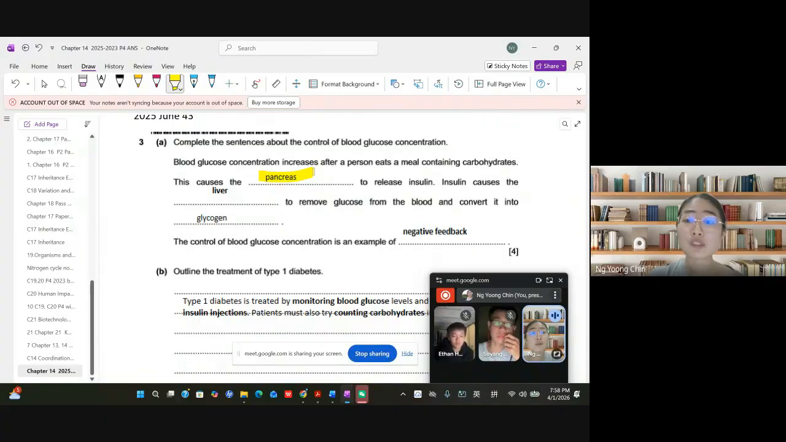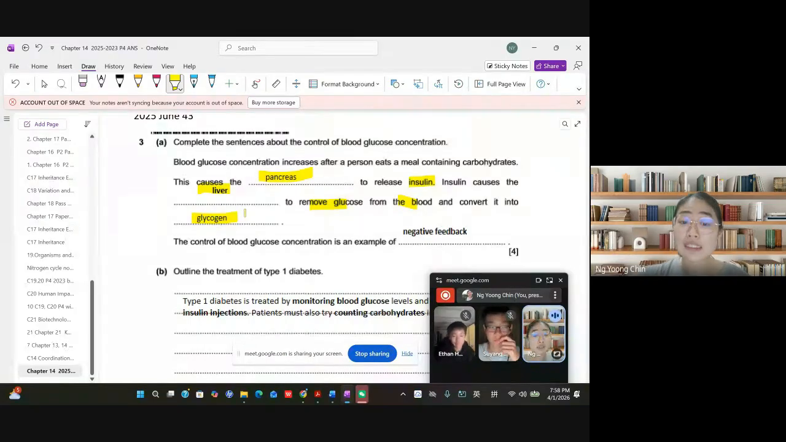So what happens if the blood glucose level increases? The pancreas will respond by producing insulin. Insulin will cause the liver to convert the glucose into glycogen. So this is what insulin does: insulin converts glucose into glycogen. How they do this is they cause the liver to remove the glucose from the blood and convert it into glycogen. This refers to when there's too much glucose in the bloodstream.